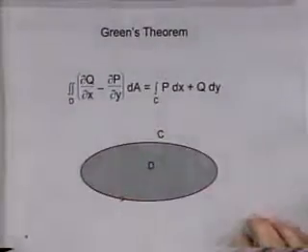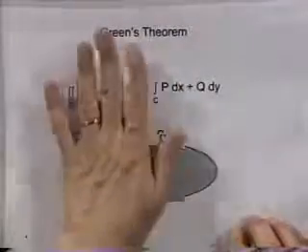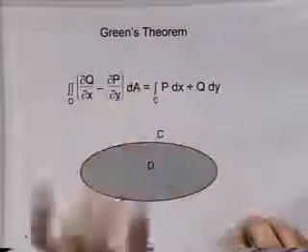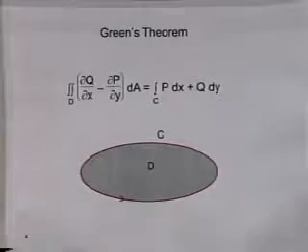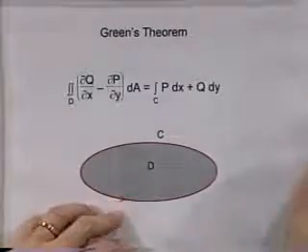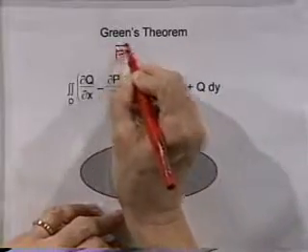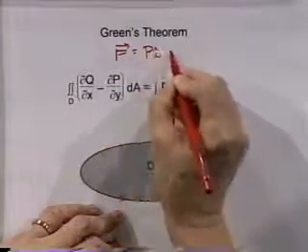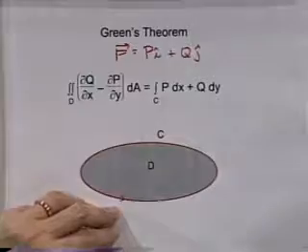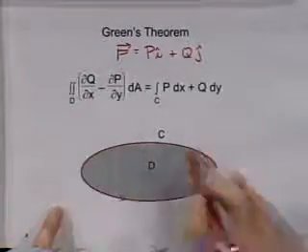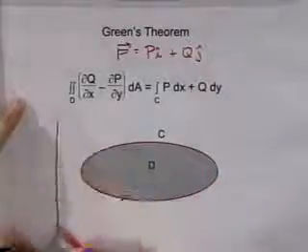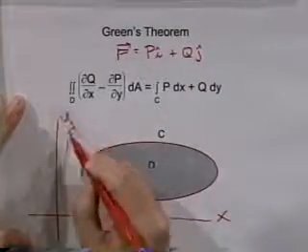Then we learned a form of Green's theorem. Green's theorem, notice, is only good for two-dimensional force fields or vector fields. Your f just has a p component and a q component. It does not have a k component. And notice your region D is in the xy plane.